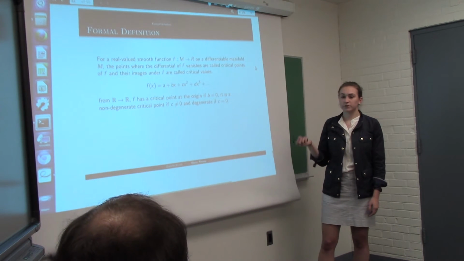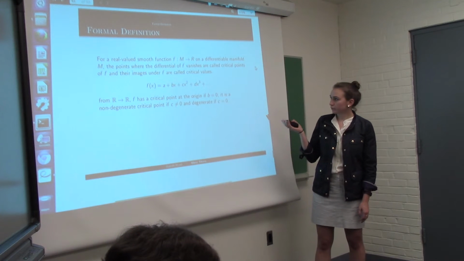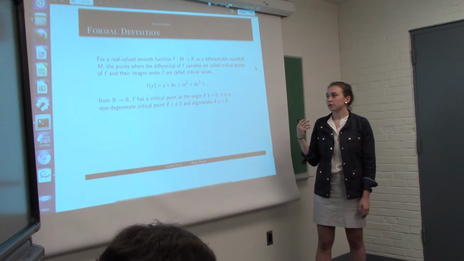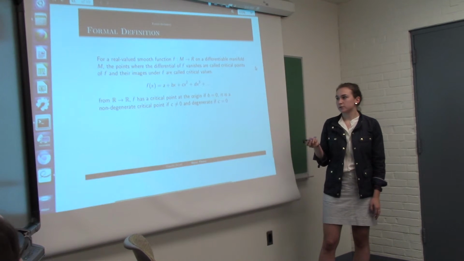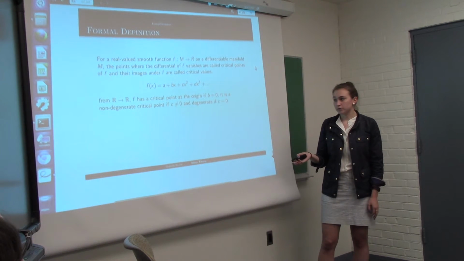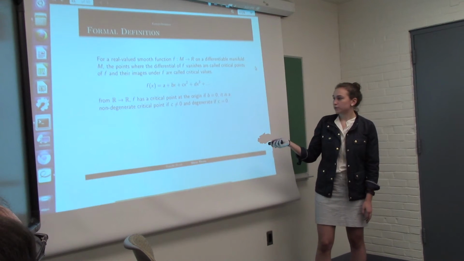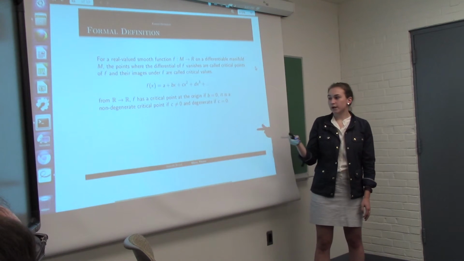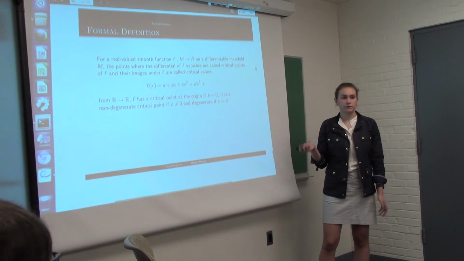So this is just the formal definition, which is just saying that from M to R in a differentiable manifold, the points where the differential vanishes are called the critical points, and their images are called the critical values. So that's just going through the formal definition. And what we see, which is the most important, is that it's not degenerate if C is not equal to 0, and degenerate if C is equal to 0.